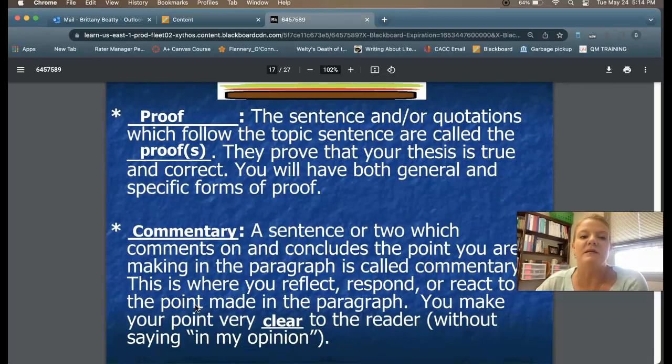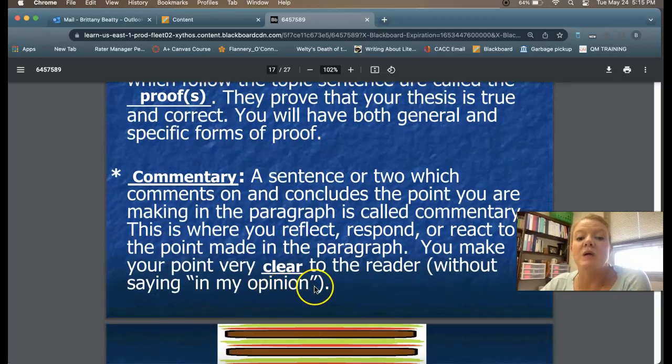After your topic sentence, we start looking at proof, general proof and specific proof. We start with general proof and then we move into specific proof. I have another video and another set of notes about the difference between general and specific proof that you really need to look at. And then after your proof, you have commentary. Commentary is the most important part of every essay you're ever going to write, okay? Your commentary is where you get to prove why your evidence supports your thesis statement. It's where your opinion comes from. It's where you respond to that evidence and make a point about how it proves your point.